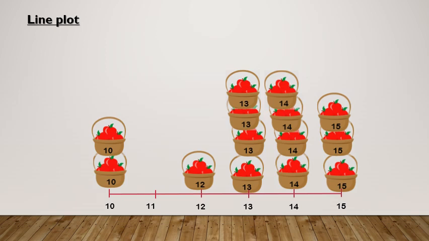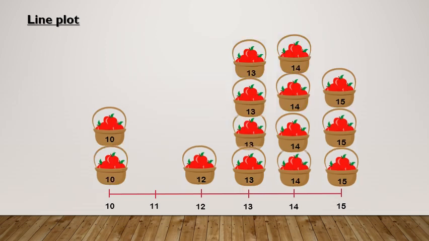Okay, so now I know that this is my line plot. The numbers down on the scale represent the number of apples in each basket. This is the basket that has 10 apples. This is the basket that has 12 apples. The basket that has 13 apples. The basket that has 14 apples, and the basket that has 15 apples.